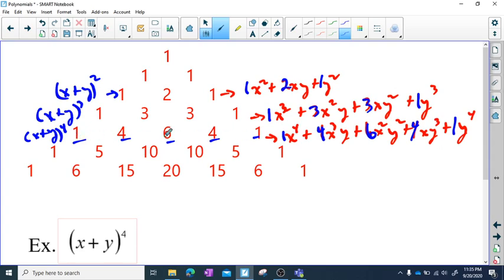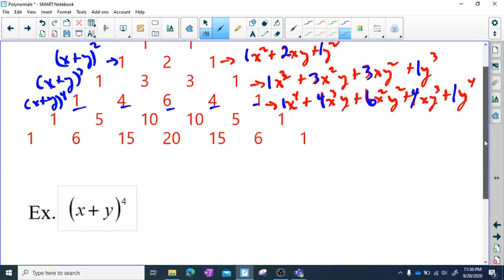coincide with the row of Pascal's triangle, that the second number in the row will coincide with your exponent. So if I'm raising this to the fourth power, my second number in is going to be a 4. If I'm raising something to the fifth power, my second number would be a 5.